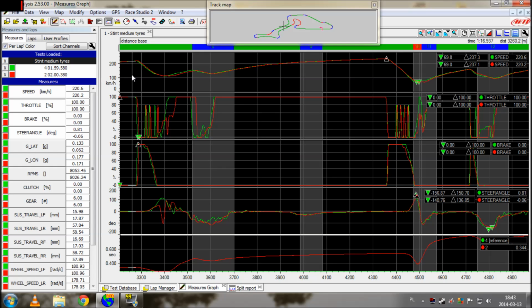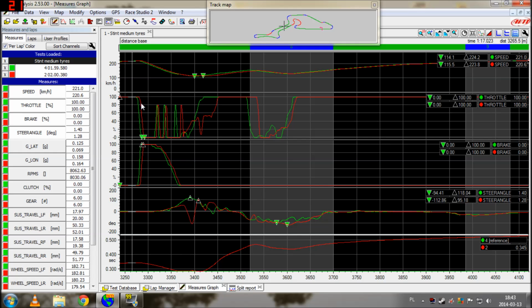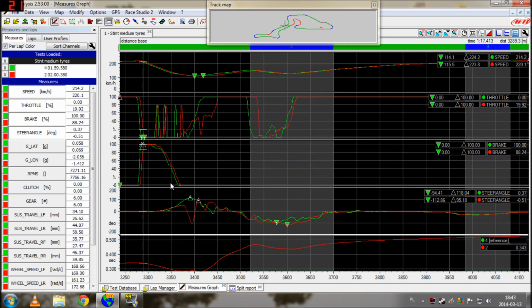We are at the end of the second sector, and we brake into the left-hander. What happens here? I start braking again, fast on the green lap. That's why I carry more speed, about 7 km per hour more, on the slower lap. That's why the gap goes down.